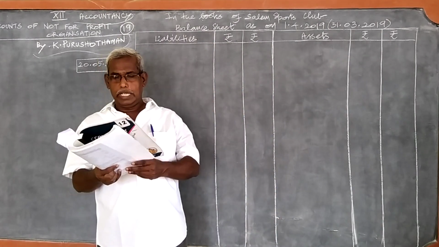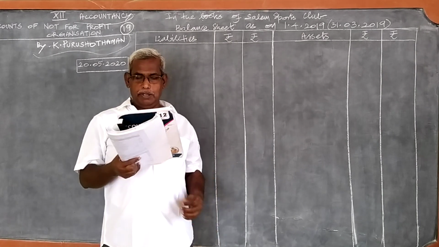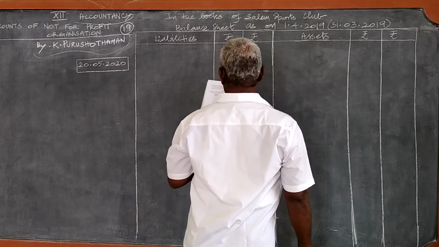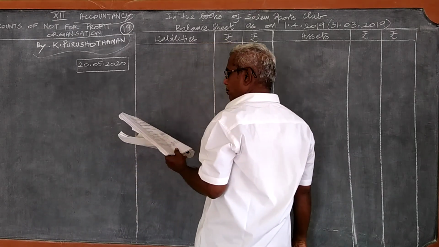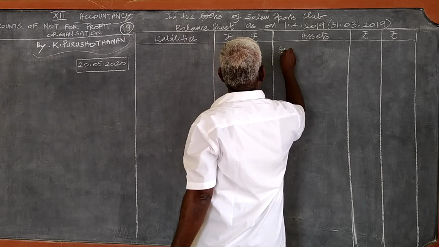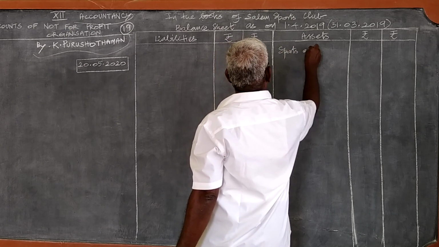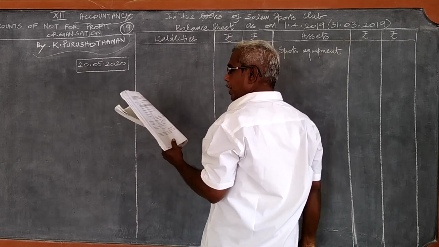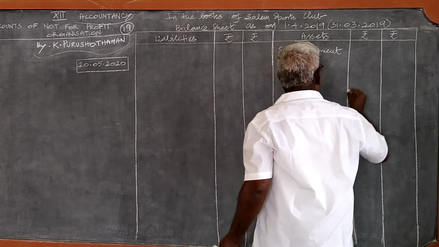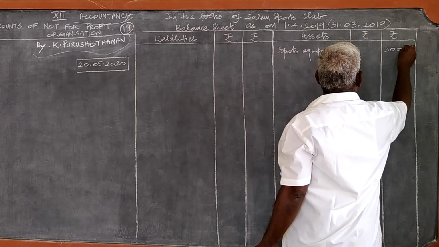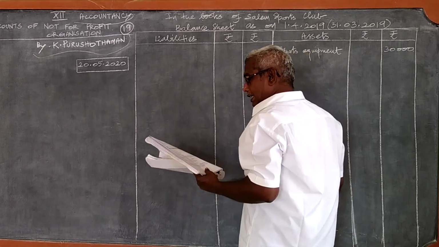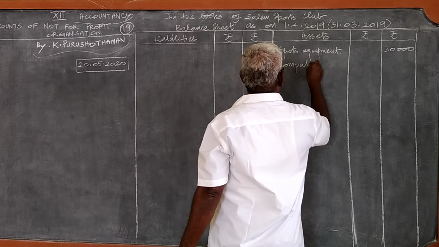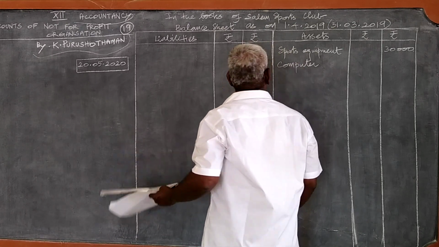Okay, we shall pass on to write the assets and the liabilities given here. First one, sports equipment. It is an asset. The value of sports equipment is 30,000. The next item, computer. It is also an asset. Computer, 25,000.